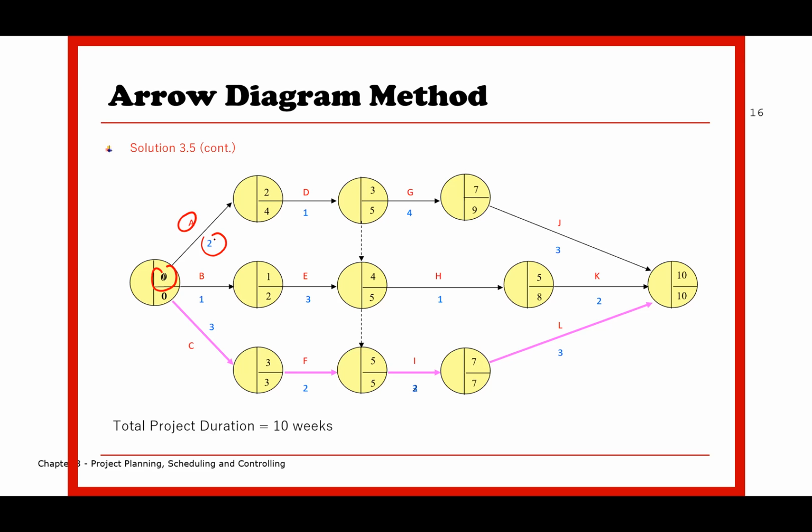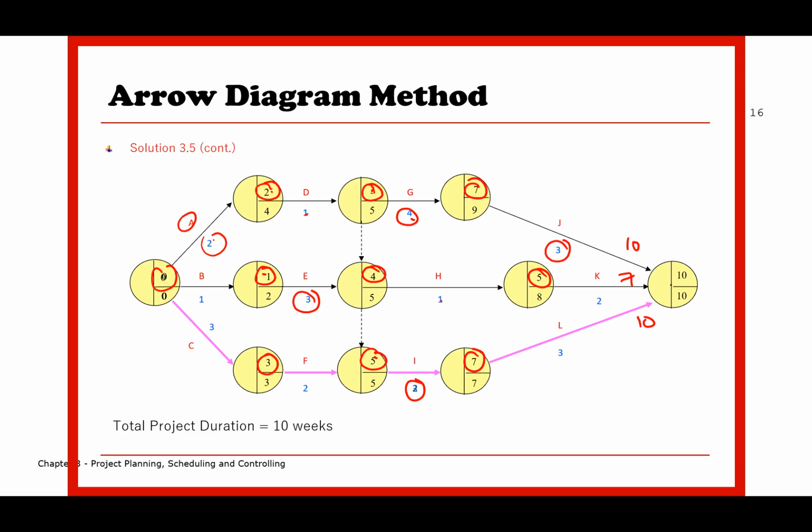For instance, 0 plus 2 equivalent to 2, 0 plus 1 equivalent to 1, 0 plus 3 equivalent to 3, then D 0 plus 1 equivalent to 3, 1 plus 3 equivalent to 4, 3 plus 2 equivalent to 5, and then 3 plus 4 equivalent to 7, 4 plus 1 equivalent to 5, 5 plus 2 equivalent to 7, and then the issue is that there are 3 branches of arrow going into the last one, so you need to evaluate. 7 plus 3 equivalent to 10, one option. 5 plus 2 equivalent to 7, another option.